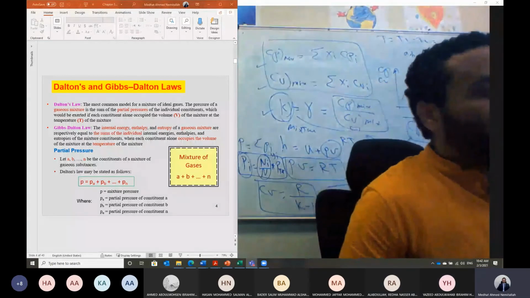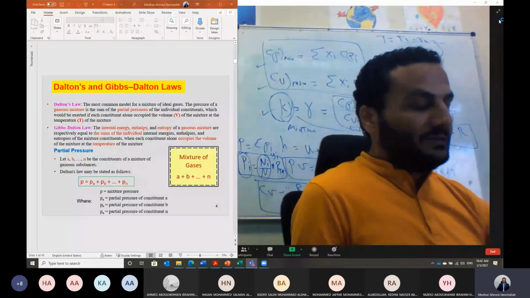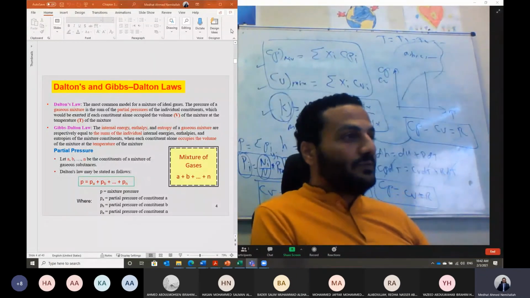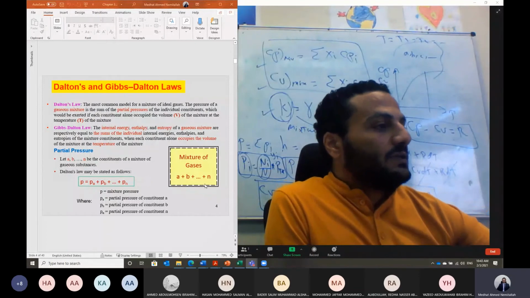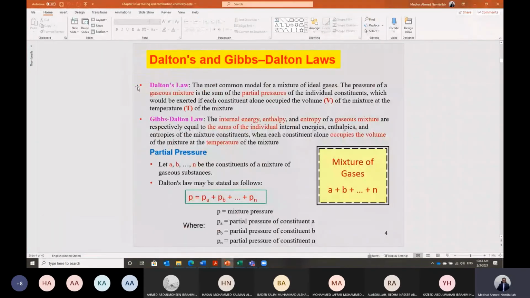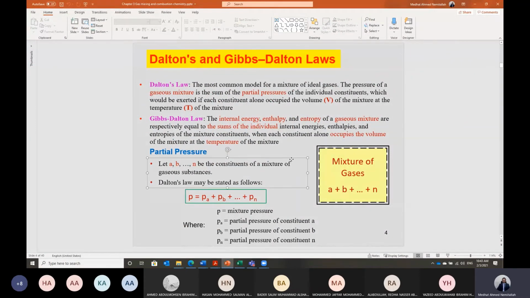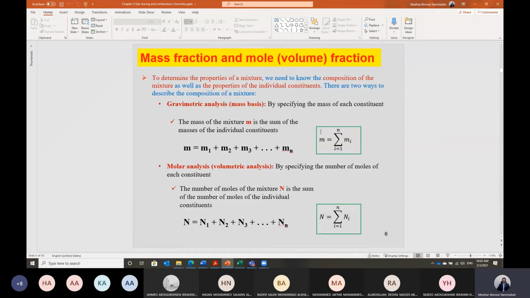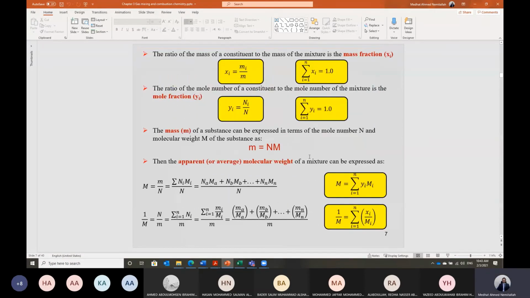I know this is not more than a refreshment for all of you, but let's revise here. This is what I said. We started with the Dalton and Gibbs-Dalton law for partial pressure. We talked about this. Then we moved on. We said the condition volume should be the same. This is the mole fraction. What we said: mass fraction and mole fraction.